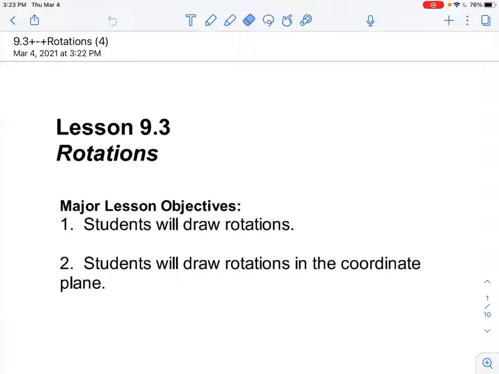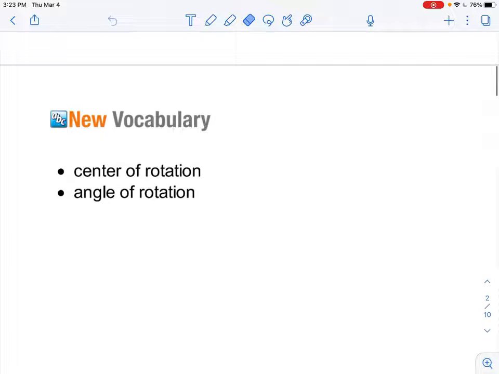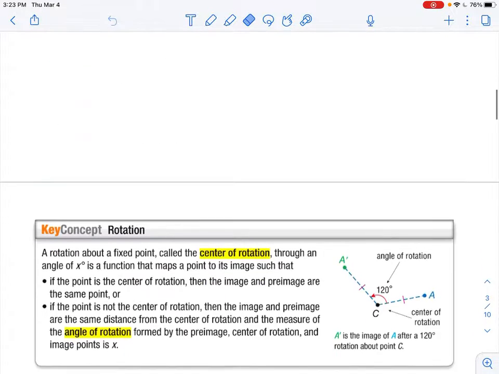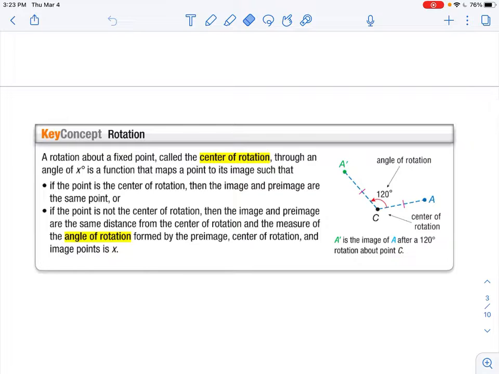Hello all, today we are covering rotations. You guys will be able to draw these in the coordinate plane or without the coordinate plane. So our first two new vocab terms are center of rotation and angle of rotation. Our key concept here is rotation. Now this is going to sound kind of difficult until I explain it, so just listen along.